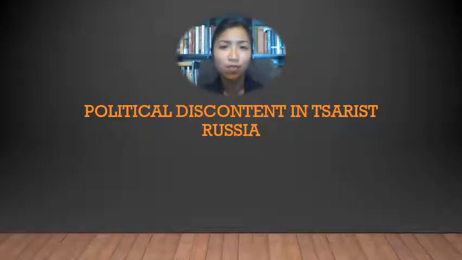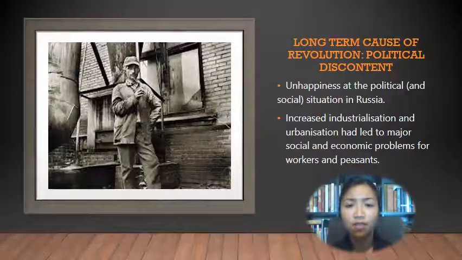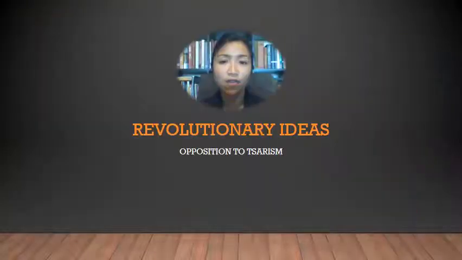Now we're going to have a look at the political discontent in Tsarist Russia as a result of industrialization. We know that people were unhappy about the political and social situation in Russia. We know there were major social and economic problems for the workers and for the peasants. We looked at this in the sources in your booklet. They had minimal rights and harsh living conditions and no opportunities to improve their lot in life. Industrialization in Russia, as mentioned previously, was happening about 150 years behind Britain.